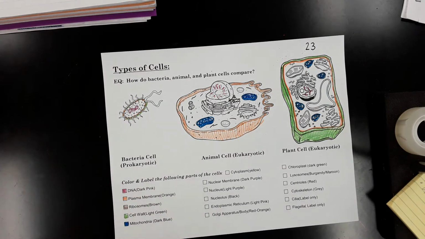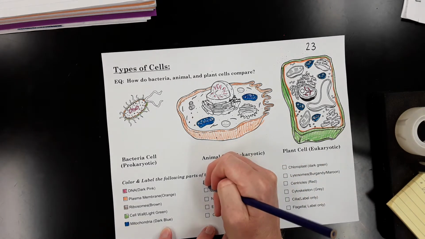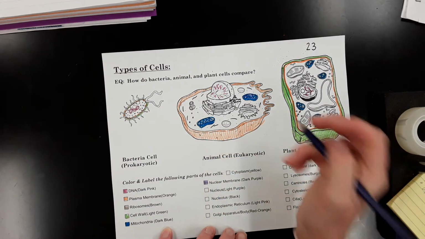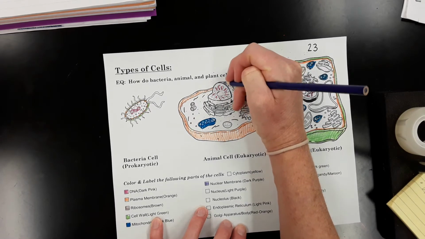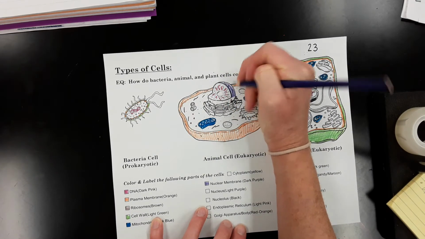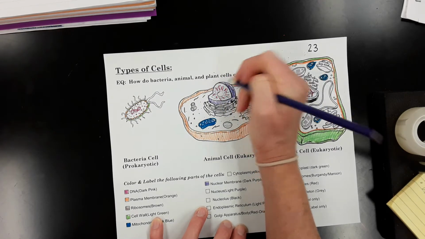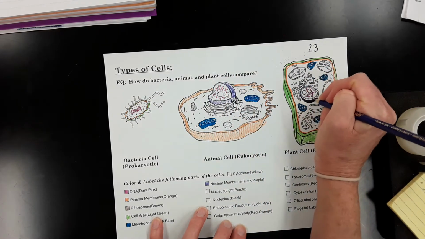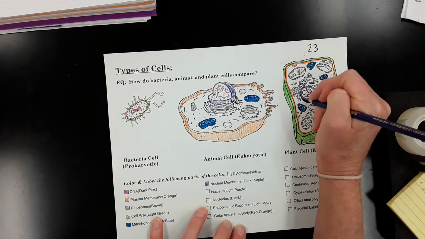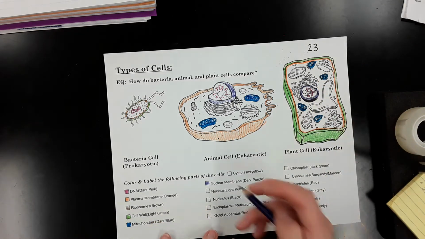All right. The nuclear membrane is going to be the outside of the nucleus. So we've got a nuclear membrane. Here's the nucleus, here's the outside of the nucleus on the animal cell. And then we have a nuclear membrane on the plant cell as well. And this one's just a little bit more two-dimensional.